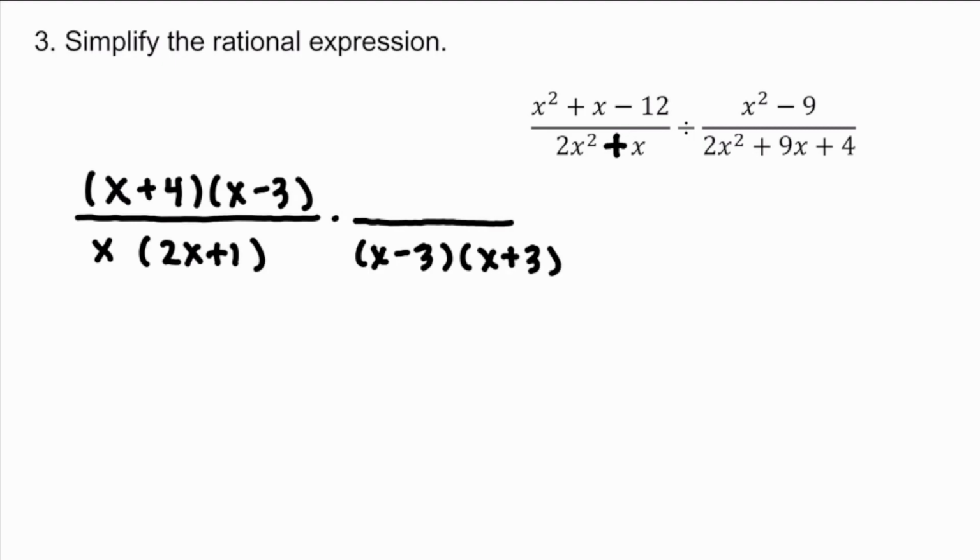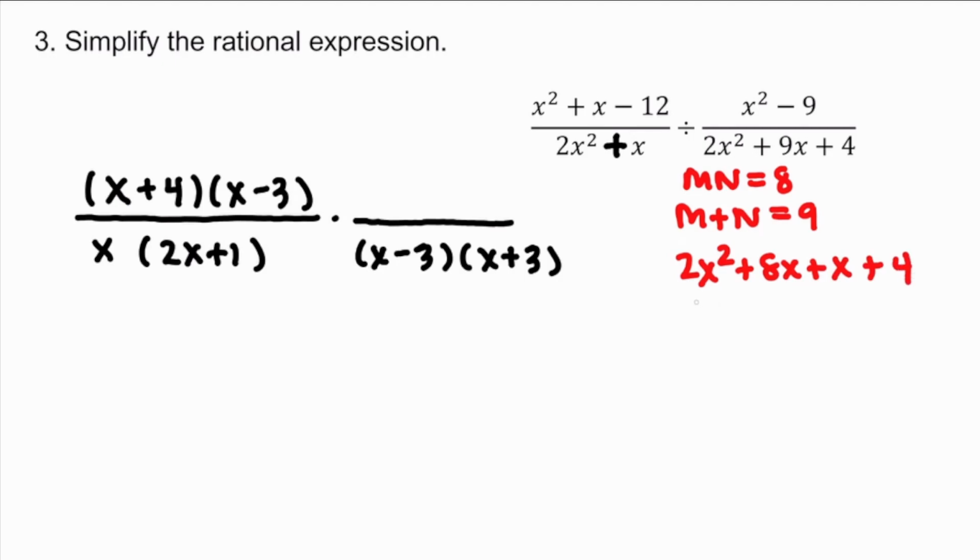Okay, and I see some stuff ready to cancel. But 2x squared plus 9x plus 4, that's one we haven't done in a while. So I'm going to just remind you of what we do here. We're going to take the 2 and the 4 and multiply them. That'll make 8. So I'm looking for two numbers, I'll usually call them m and n, that multiply to equal 8 and that add to 9. Okay, so it's going to be 8 and 1. And so I take that 9x and turn it into 8x plus x. So 2x squared plus 8x plus another x plus 4.